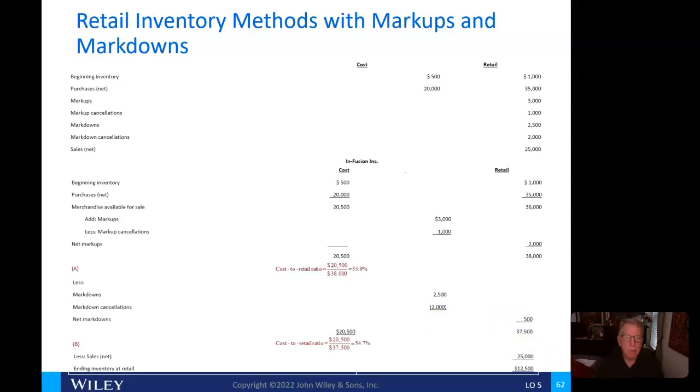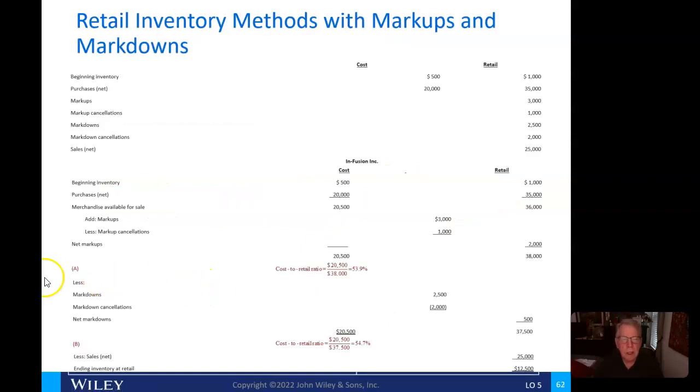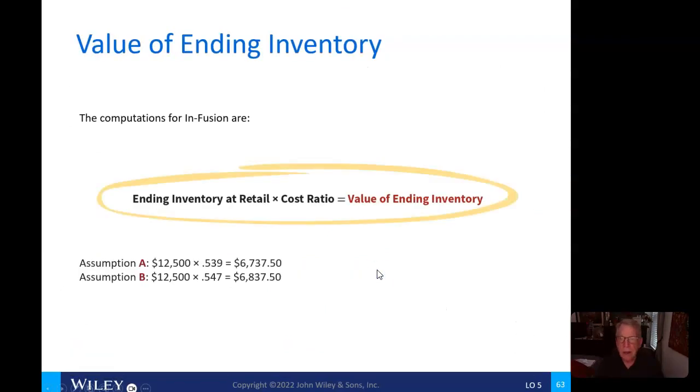Fairly convoluted there, but I think you can follow the example. All right, so the computations for Infusion are based on this ending inventory at retail times the cost ratio. That's going to give us the value of ending inventory. So in assumption alpha, that was $12,500 times 53.9%. And then under assumption B, it was 54.7%.